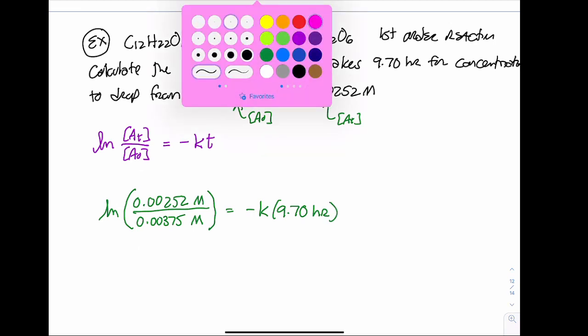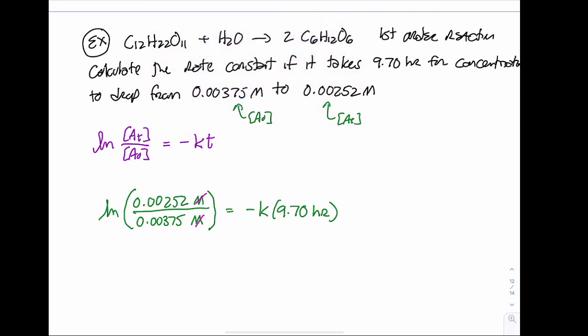Unit-wise, these molars are going to cancel. Log values aren't going to have units, so those are always going to cancel if you have both of those. And then when I take the natural log and then divide by my time, I'm going to end up with units of hours to the -1, or 1 over hours, for my rate constant. So I'm just grabbing my calculator, which is the noise you heard. So I'm typing it in.